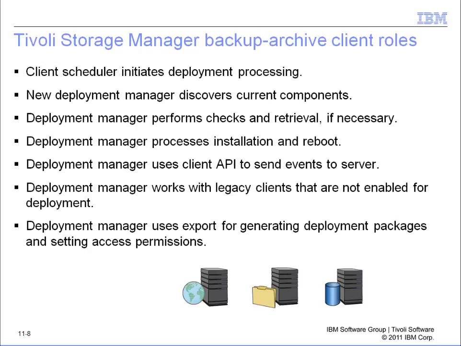On the backup archive client, the client scheduler, which is running the client acceptor daemon to run the scheduling, you're going to schedule the deployment processing. Next, the deployment manager discovers the current components, performs checks and retrievals if necessary, and will process the installation. If a reboot is required, it will do the reboot. Then the deployment manager uses the client API to send the events back to the server, and this is where you'll review the results in the administration center. The deployment manager also cleans up after the installation, removing the temporary files.